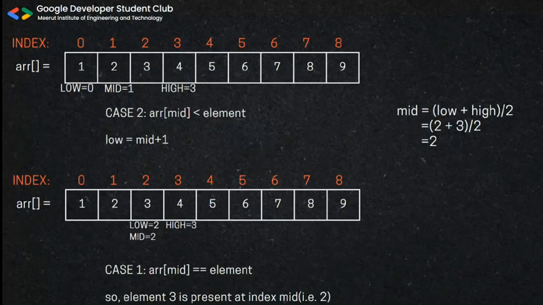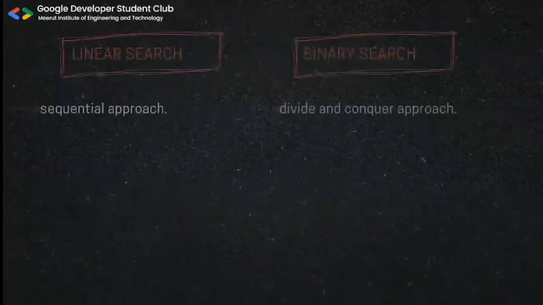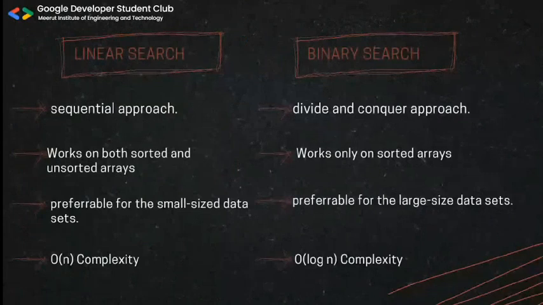No. Right, Vishesh? We are not going to apply binary search on it. If we have a smaller size of data, and we have to search for an element inside it, we use linear search for that. So these are basic differences between linear search and binary search.